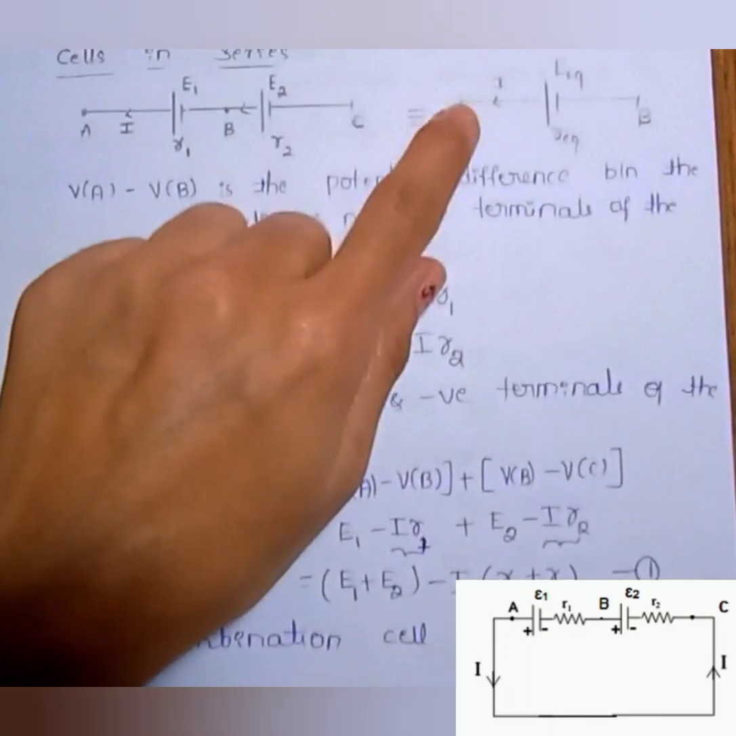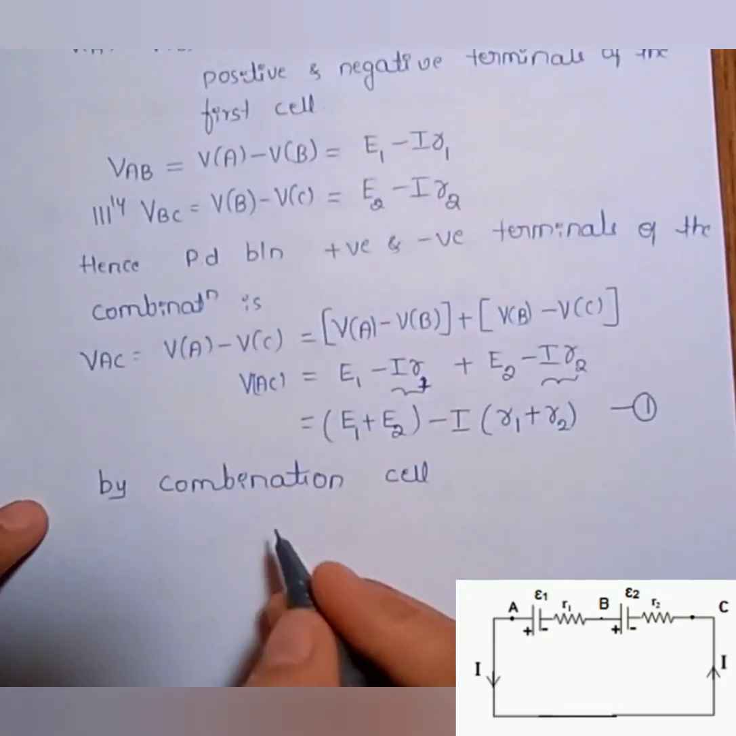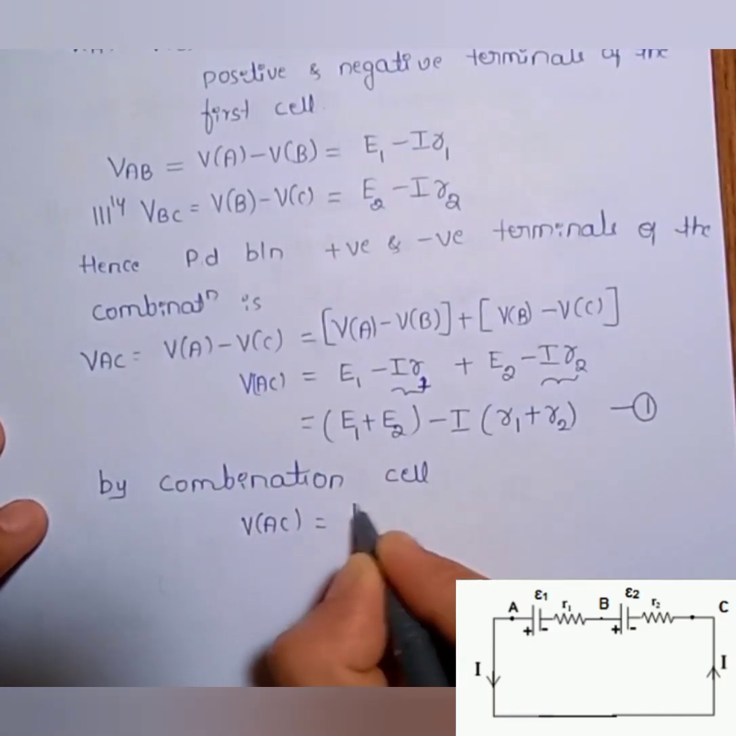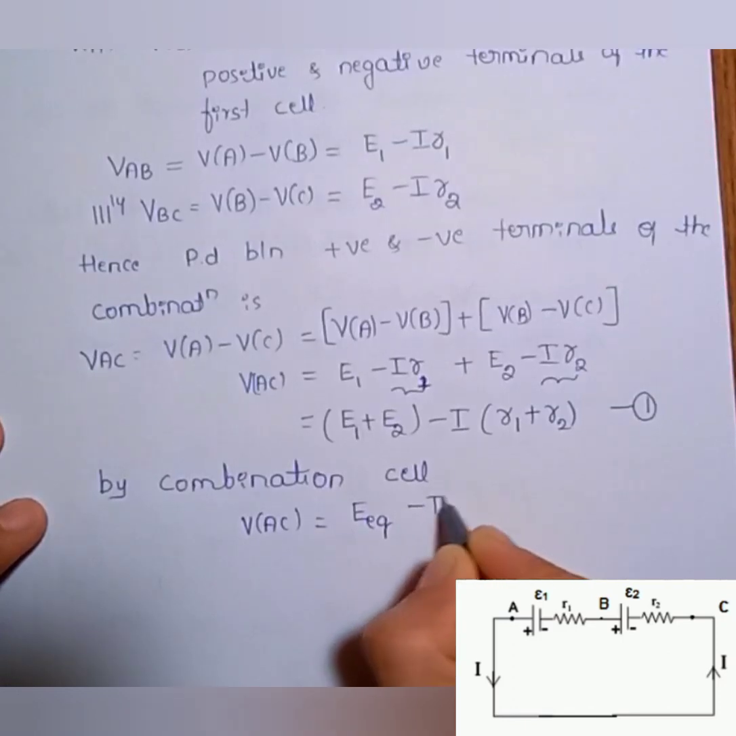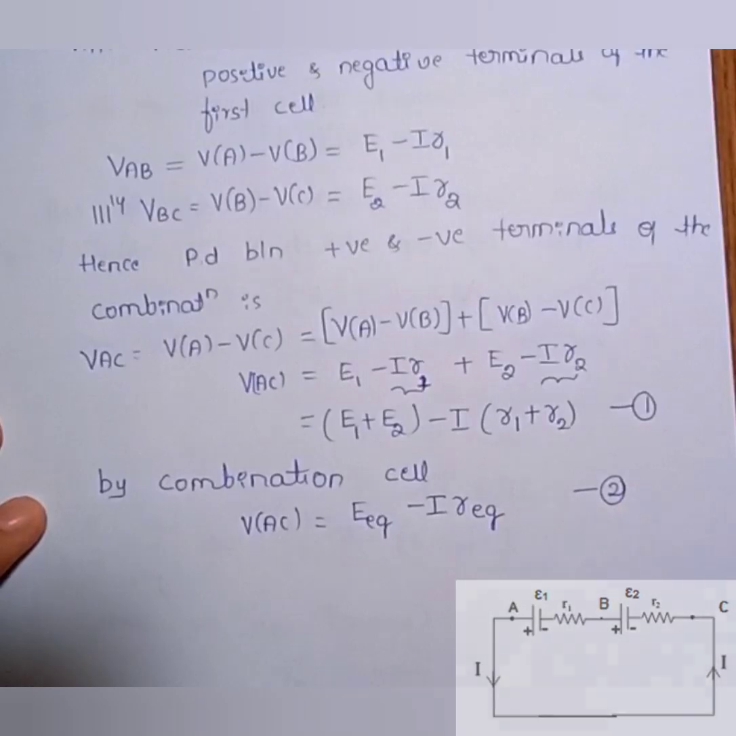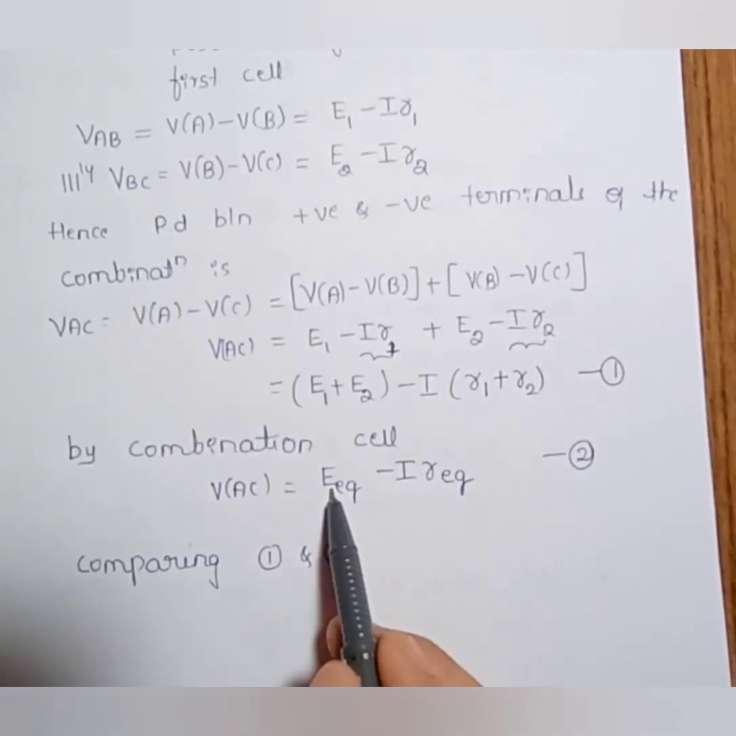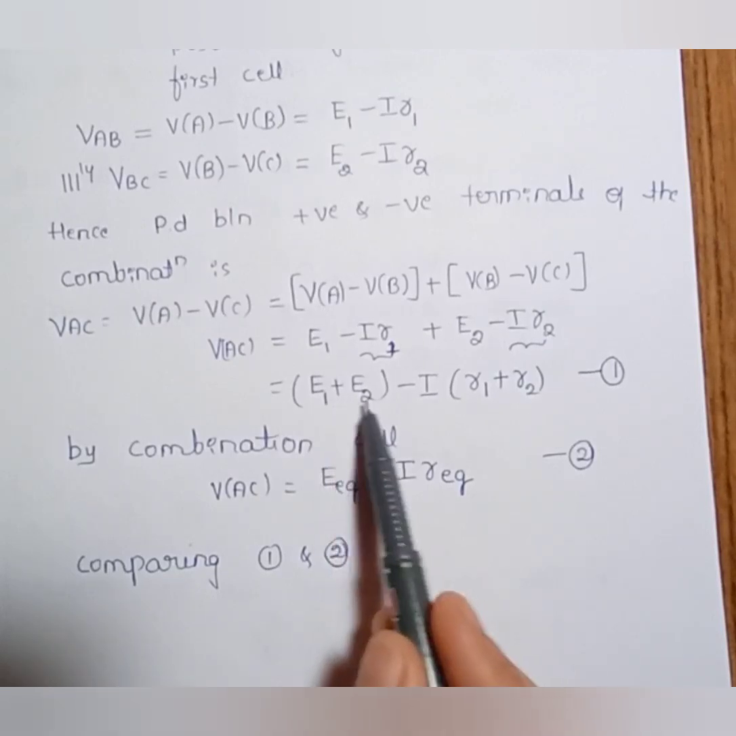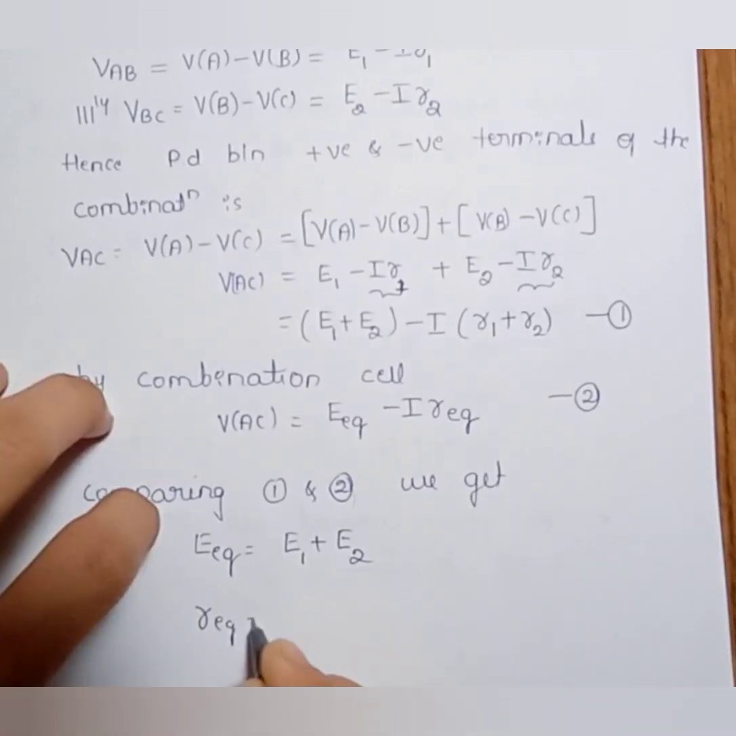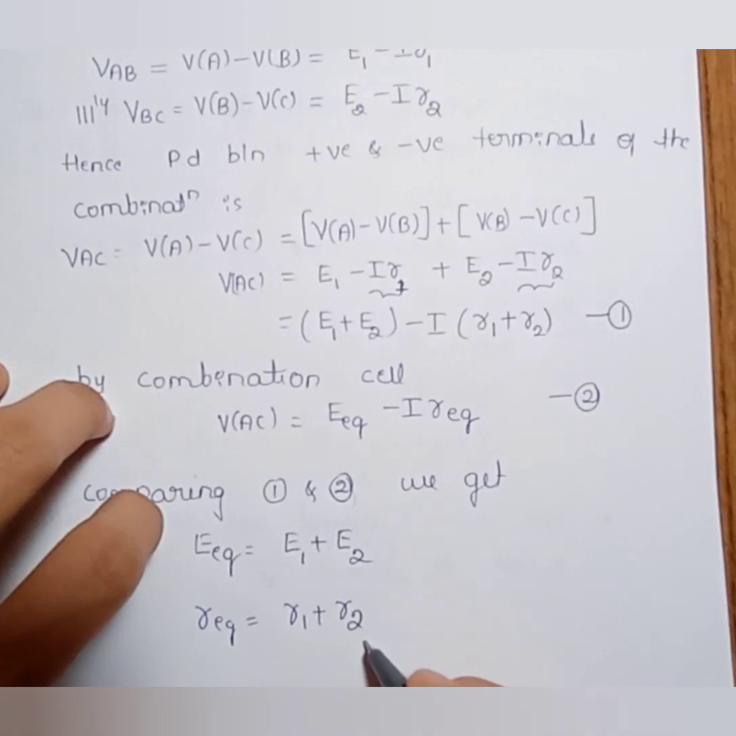Now by the combination of cells, VAC can be written as E equivalent minus I into R equivalent, equation 2. Comparing equation 1 and 2, we conclude that E equivalent is equal to E1 plus E2 and R equivalent is equal to R1 plus R2.